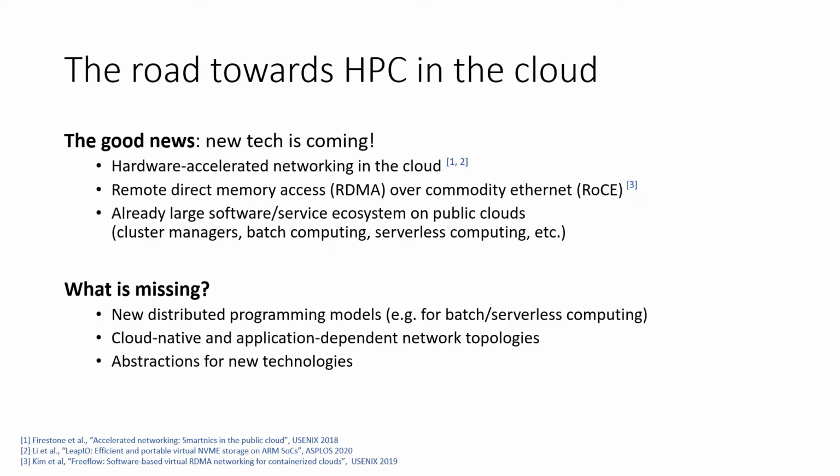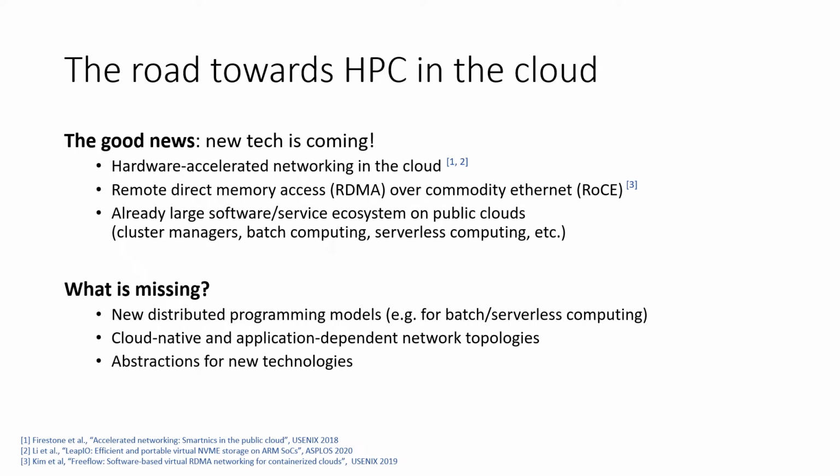The good news is that new innovations in cloud computing are on the way. These innovations include hardware-accelerated networking for handling complex network topologies and communication protocols without taking away any CPU power from the user. RDMA over commodity Ethernet is another technology that's in the pipeline and will enable HPC users to build distributed applications with low latency communication on commodity machines. Apart from these innovations, public cloud platforms already offer a broad range of services for building HPC applications in the cloud, but using these services is challenging and it requires lots of vendor-specific glue code.